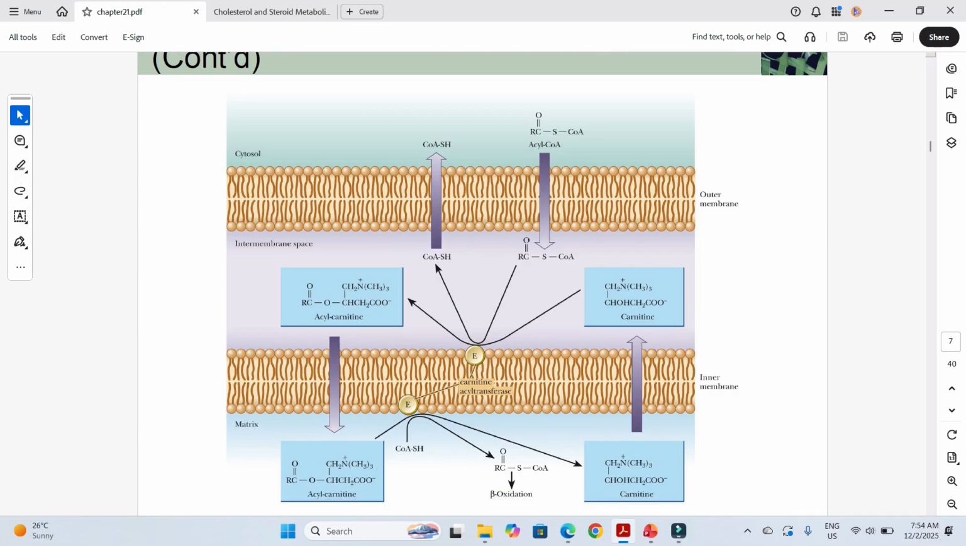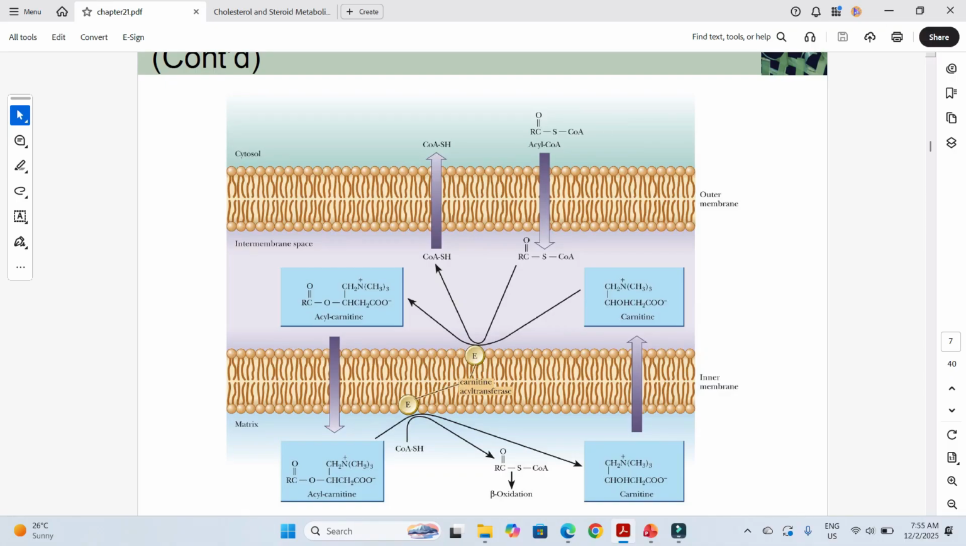So as I mentioned, the fatty acyl-CoA in the cytosol can freely penetrate the outer mitochondrial membrane, so it's able to access the intermembrane space. The fatty acyl-CoA will react with the molecule of carnitine. Look at the structure of carnitine, right? It has a hydroxyl group at carbon number 1, 2, 3. All right, I'm sorry, carbon number 2.